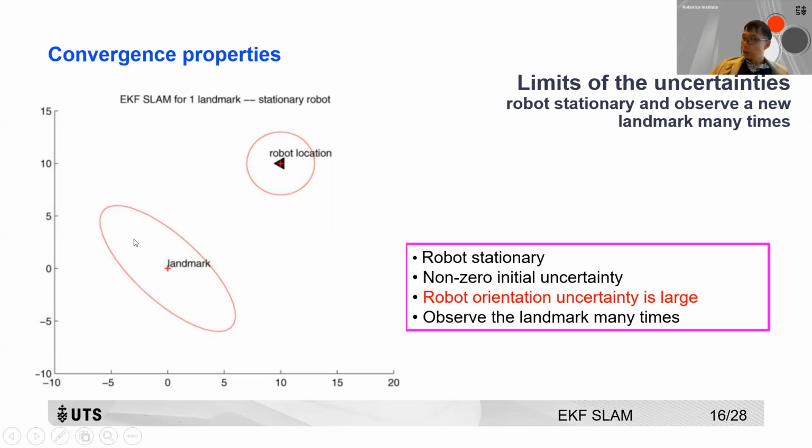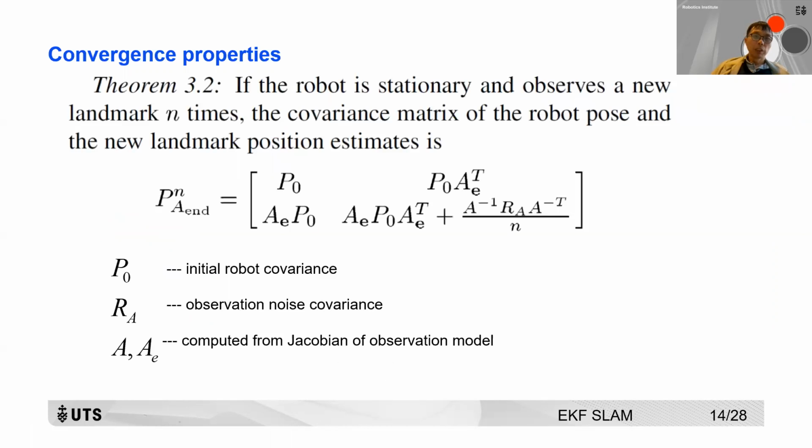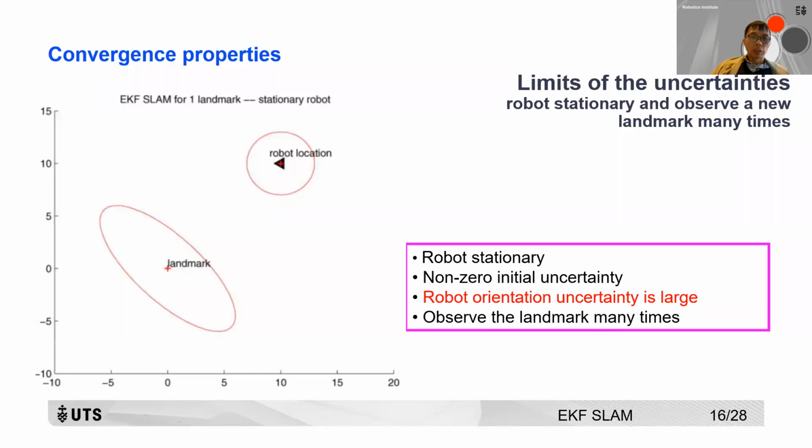And this figure is basically a visualization of this result. When n goes to infinity, this part disappears, and this is what we can get. So when the robot orientation uncertainty is large, this is the best we can achieve.